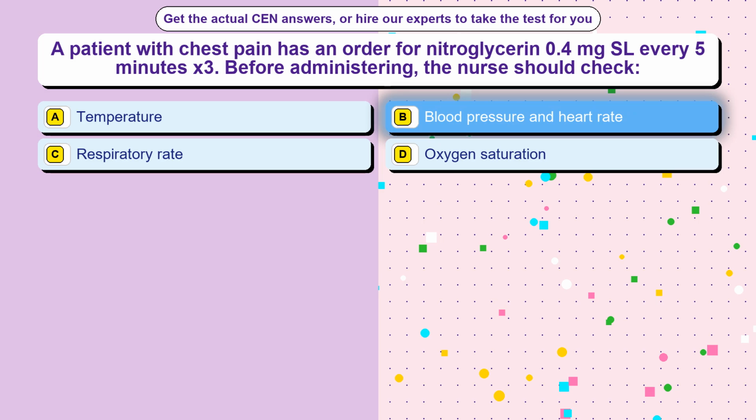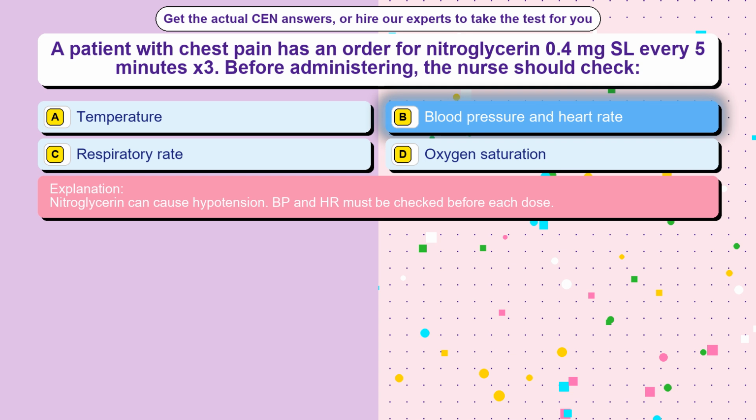The correct answer is option B, blood pressure and heart rate. Nitroglycerin can cause hypotension. BP and HR must be checked before each dose.